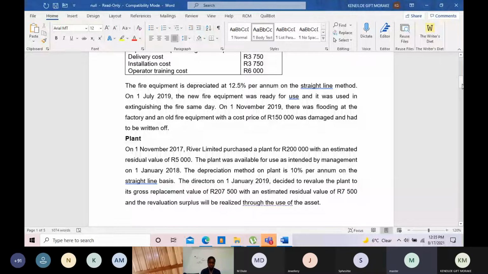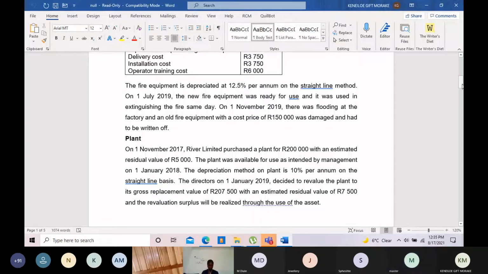Let's continue. Now you know that under fire equipment there was equipment costing 150,000 that got damaged and was also written off. And you also know that there are those three costs, import duties, delivery cost and installation cost, that will affect the main cost, even on this one that was damaged. So now work out the solution for how to deal with and calculate that one.